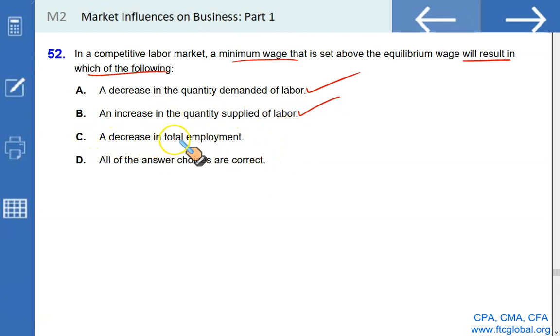See, a decrease in total employment. Since the wage rate is now high, the minimum wage is high, so the firms will cut on their workers. They will have fewer employees. This is true. A decrease in total employment. So in other words, we can say all of the above choices are correct.